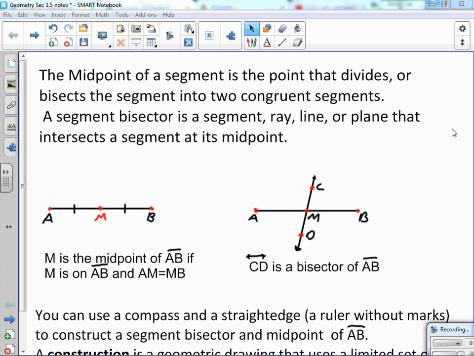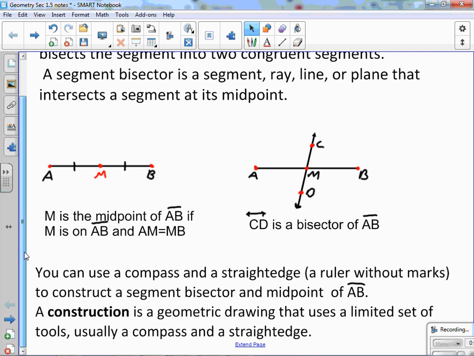A segment bisector is going to be a segment, ray, line, or plane that intersects a segment at its midpoint. So any of these figures, if they go through the midpoint of a segment, another segment, a ray, a line, a plane, anything that goes through the midpoint is going to be considered a segment bisector.